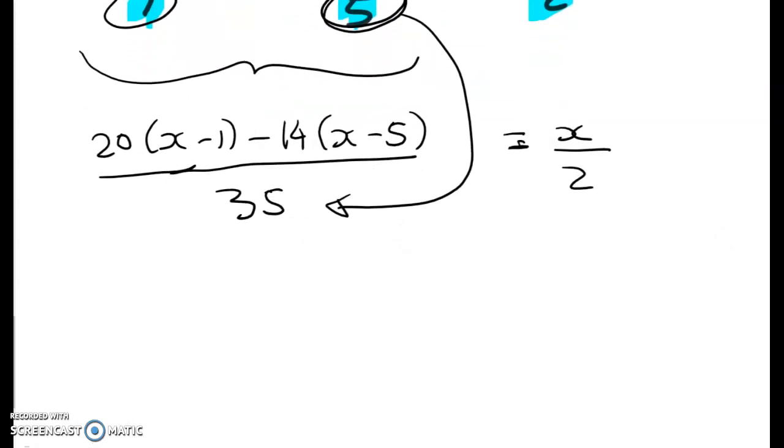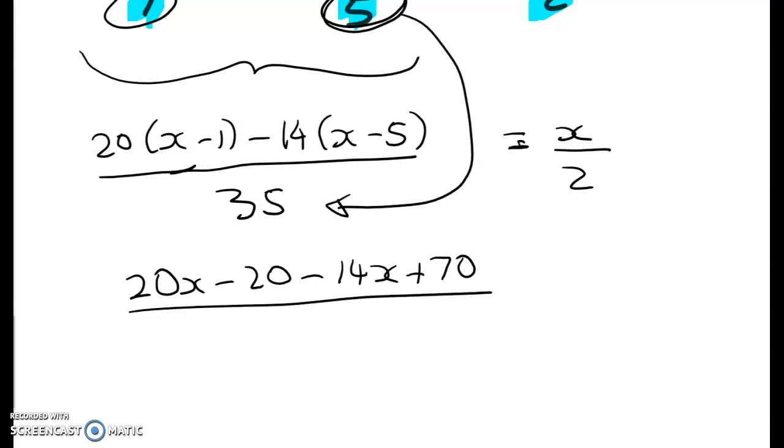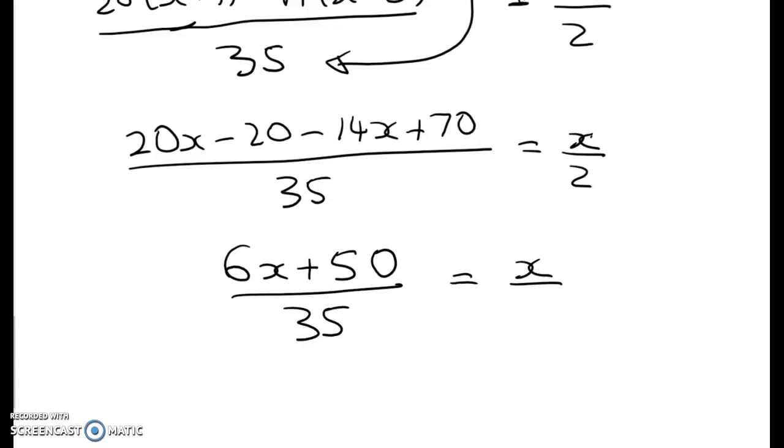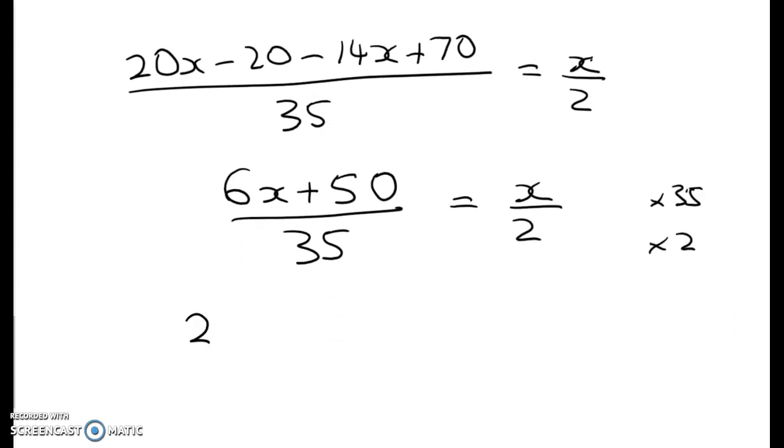I'm going to clean up the numerator by expanding the brackets. I'll get 20x minus 20 minus 14x plus 70, divided by 35, is equal to x over 2, giving me 6x plus 50 over 35 equals x over 2. I can multiply both sides by 35 and both sides by 2. That means I'm going to have here 2 times (6x plus 50) is equal to 35x.